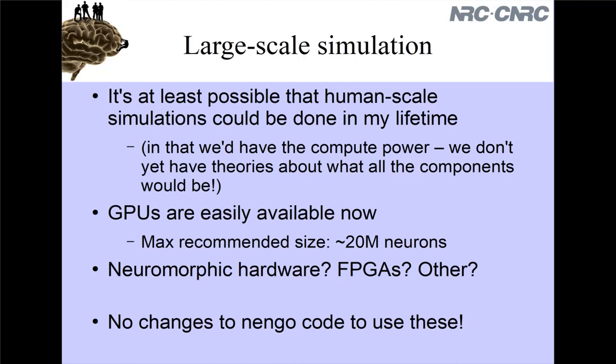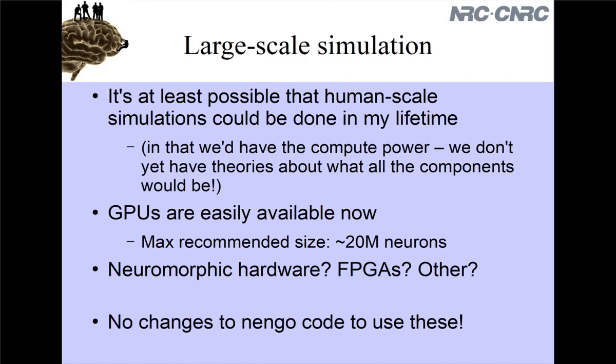Of course, I do always have to put the caveat in: yes, it would be possible to run human scale simulations, but if someone gave me that computer right now, I have no idea what algorithms I would even try running on it yet. We don't have good theories yet about what all those components would be. It would be great to start exploring those things, and you'd need that sort of hardware in order to do so. So just having the hardware wouldn't solve the cognitive science problem. But it would at least be helpful.